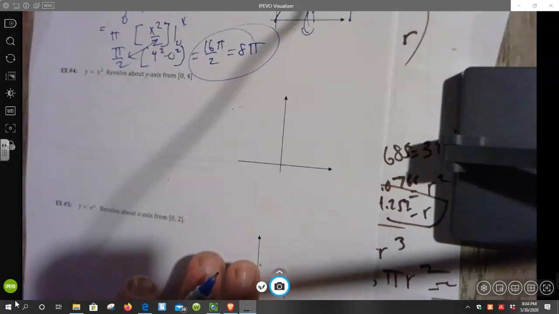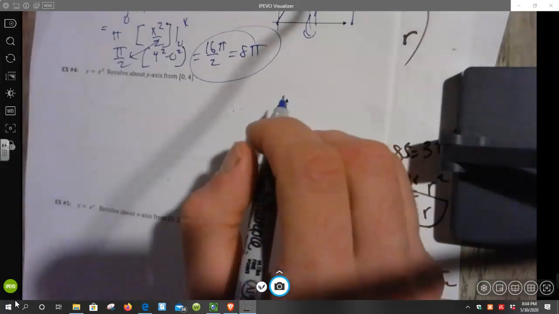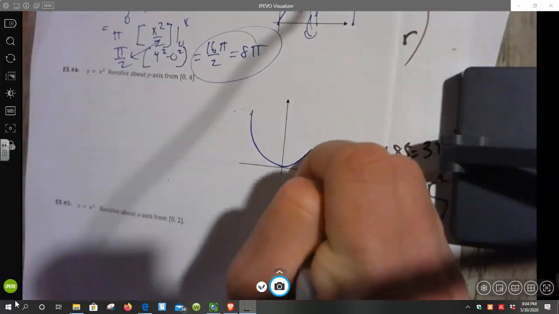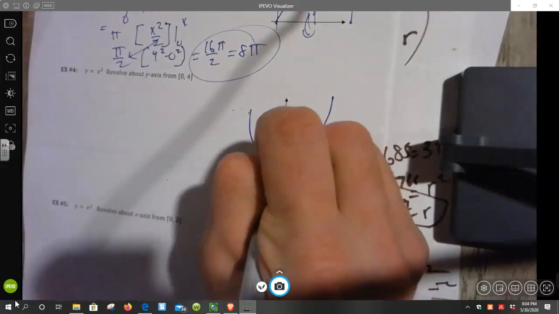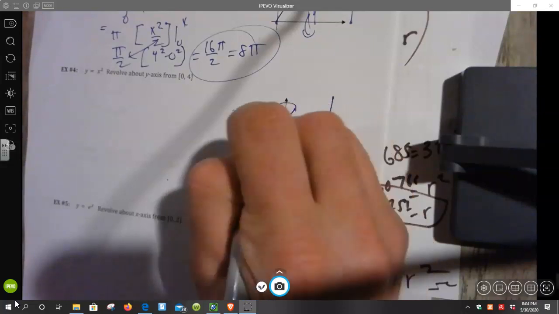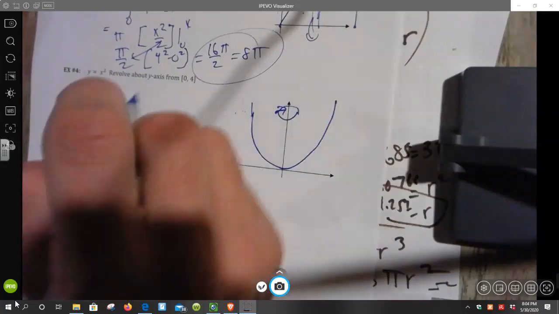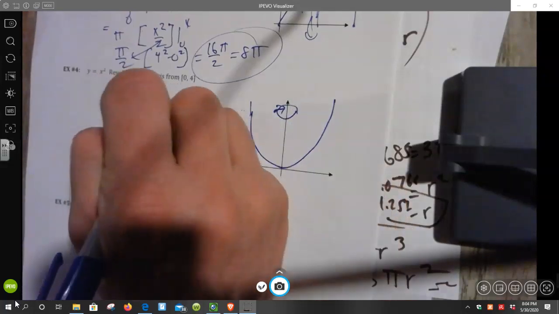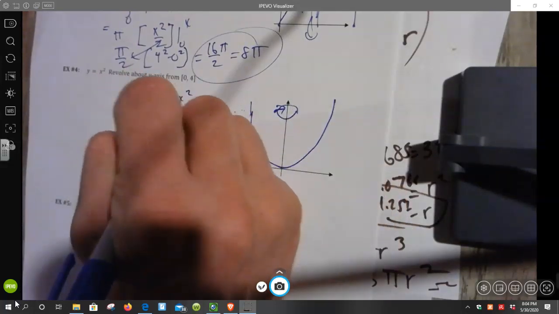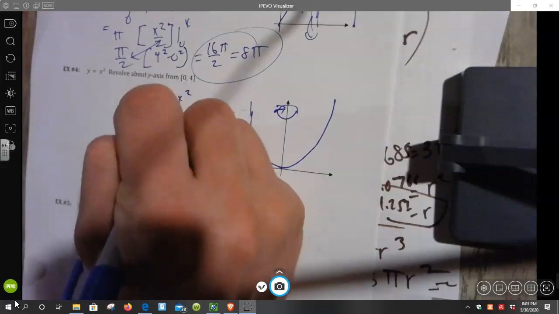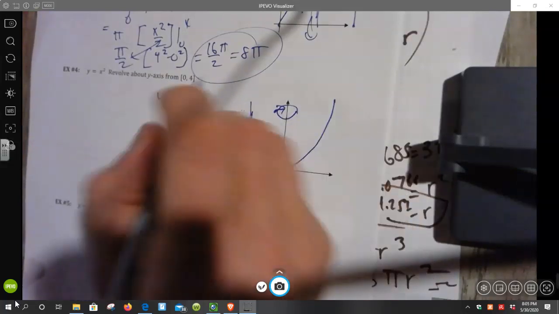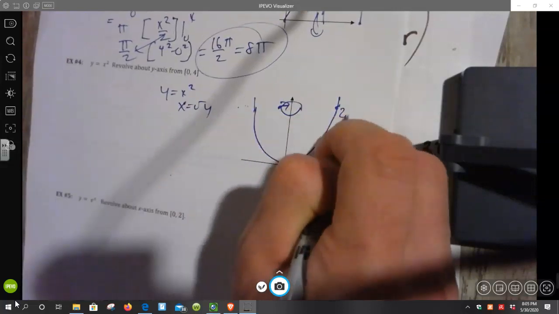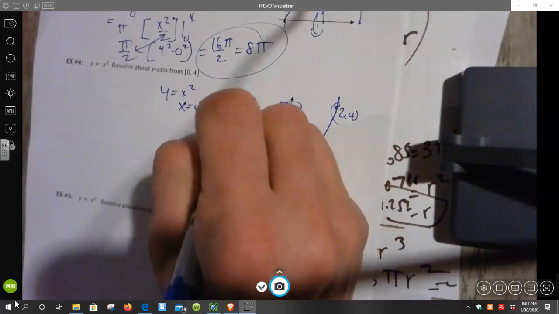Now in this example down here, we're revolving around the y-axis. It's y equals x squared, so we have y equals x squared like this, and we're going around the y-axis this way. Since we're going around the y-axis, it's going to be in terms of y. Since y equals x squared, it's going to be x equals radical y. We have it in both directions, so it's going to be 2 comma 4 and negative 2 comma 4.